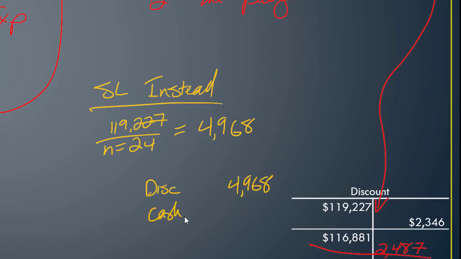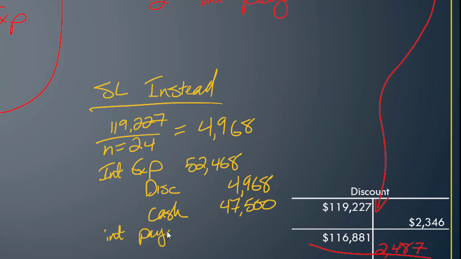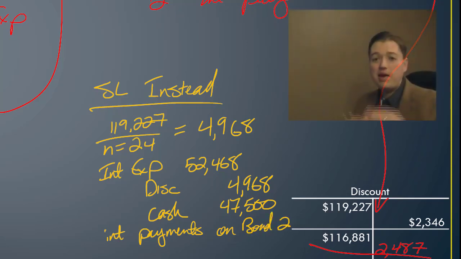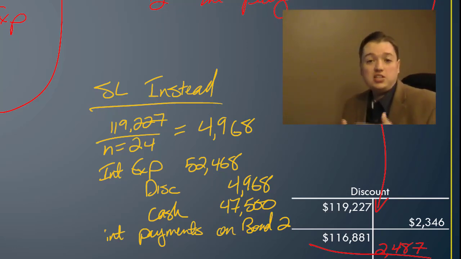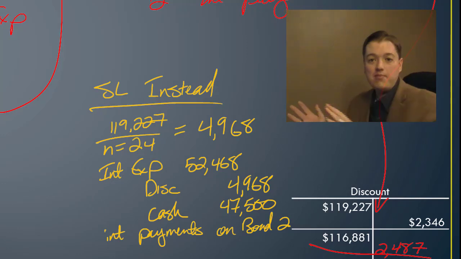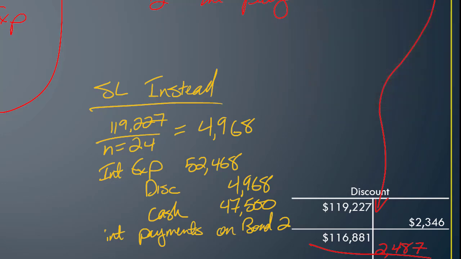The cash, I know that's contractual, so that's not going to be any different. And then, since I know the two credit numbers, I can back into the interest expense number to make that balance, and it's $52,468. And this would be interest payments on bond 2. And the interest payments under straight line would be exactly the same every single time because I'm using straight line. And since it's straight line, I do the same amount of discount every time all the way through. So a little bit easier, I guess, not nearly as much fun as the effective interest calculations.